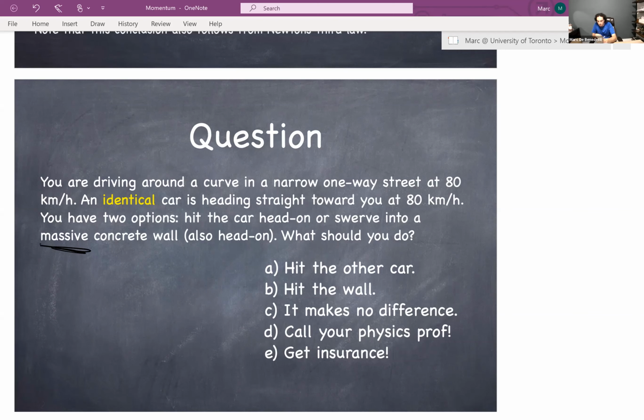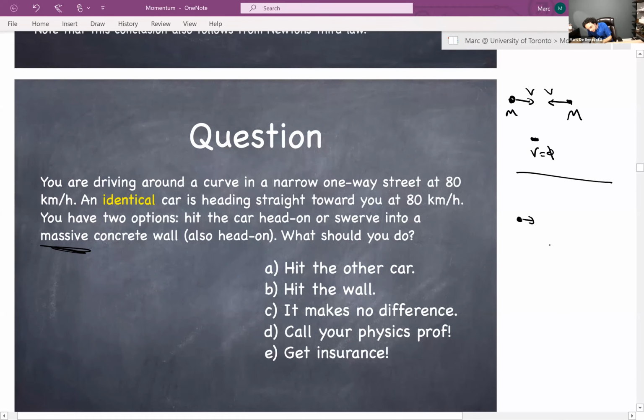Well, if I hit the car head on, it's the same car with the same speed, the same mass. So if you have an object of mass m and an object of mass m traveling at speed v toward one another, when they collide, they will both end up stopping, right? Same mass, same speed, they'll just collide together and stop. So that's case one. Case two, I'm traveling and I collide with speed v into a brick wall.